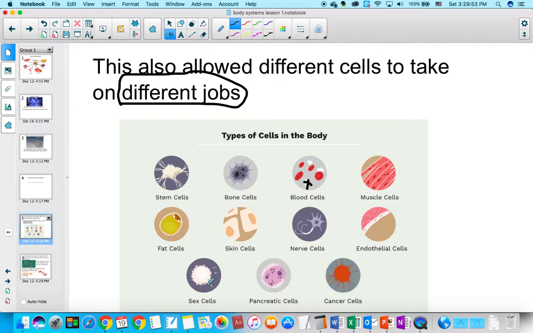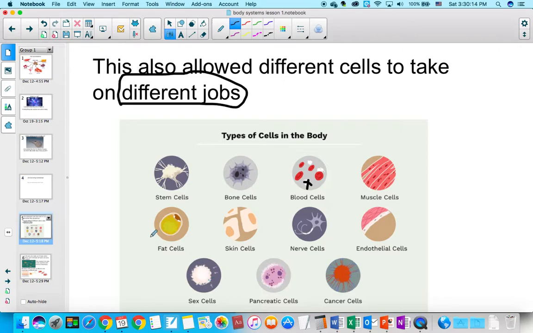And it would all have to do that in one cell. And so it's sort of that idea of jack of all trades, master of none. While in our bodies, we have all these different types of cells and they all do one thing. They're masters of one or maybe a few things. And so they're able to do those jobs much more efficiently.